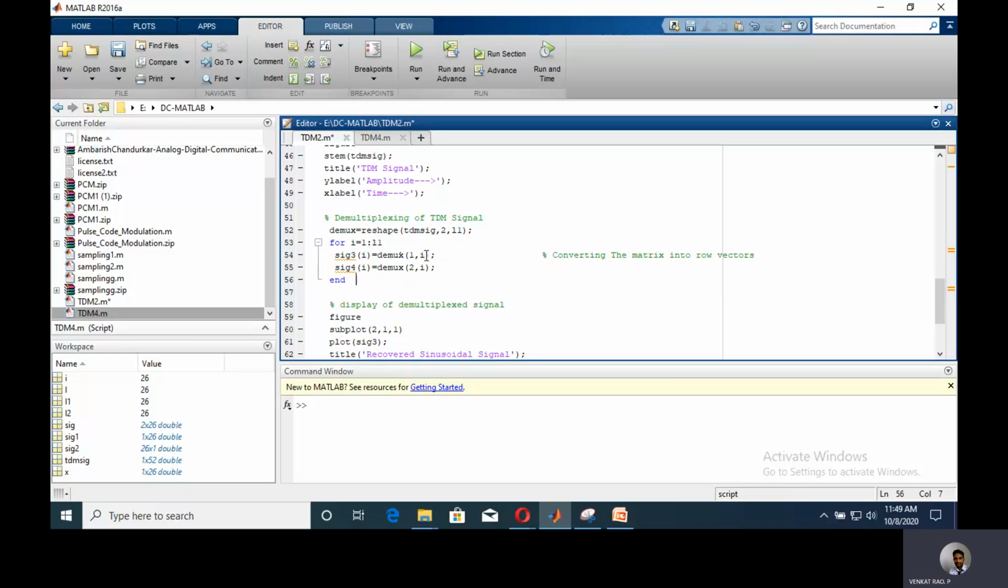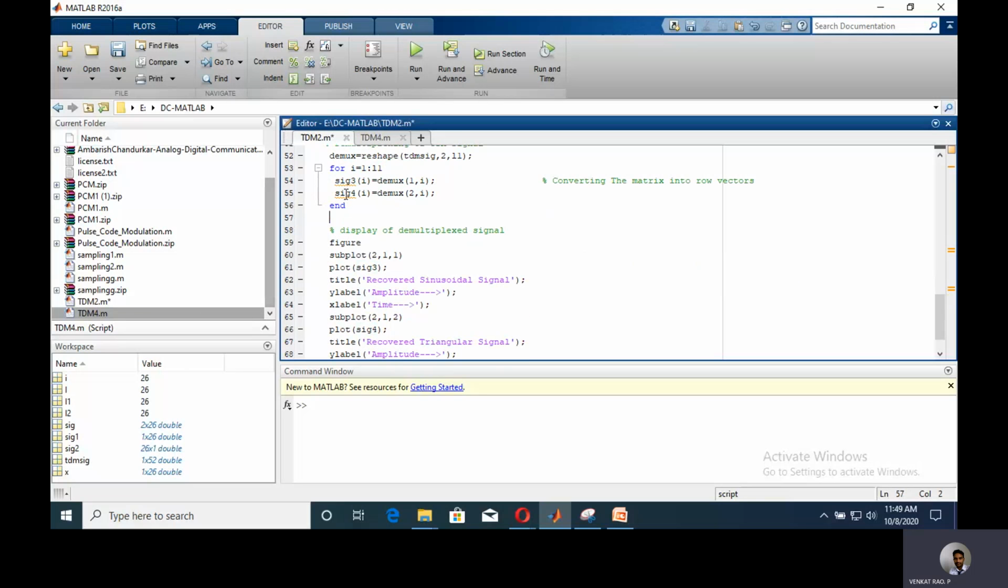So each matrix's first row is converted into one signal, and the second row is converted into another signal, as row vectors. So these are the two different row vectors. These two row vectors are named signal 3 and signal 4. That is nothing but the demultiplexed signals. So I am directly displaying these two signals after demultiplexing.